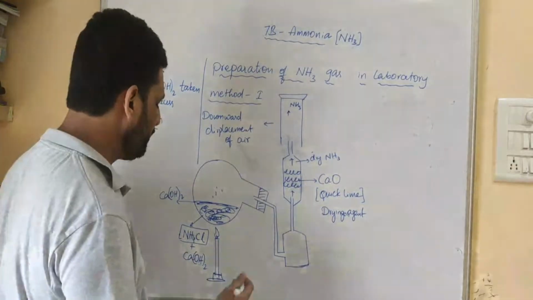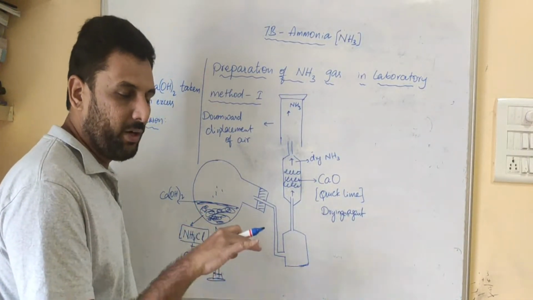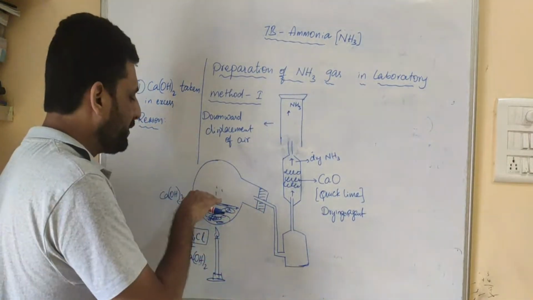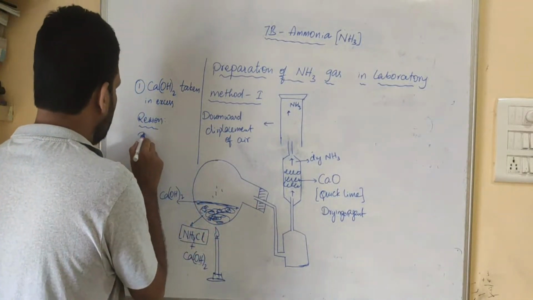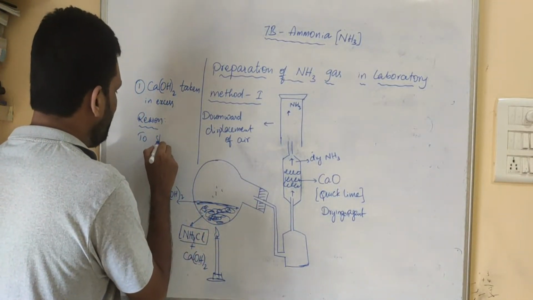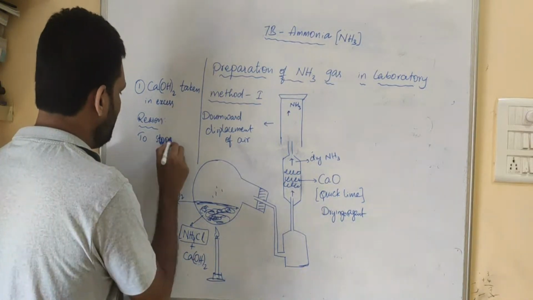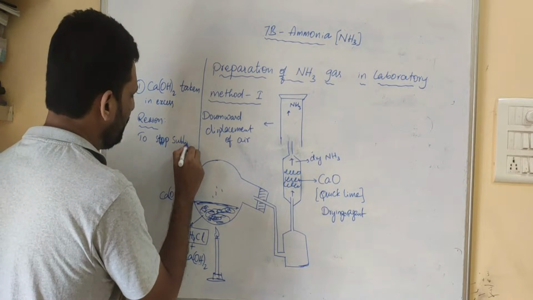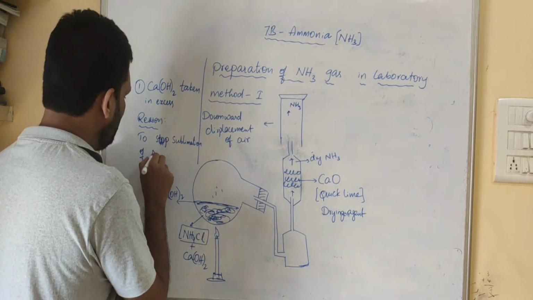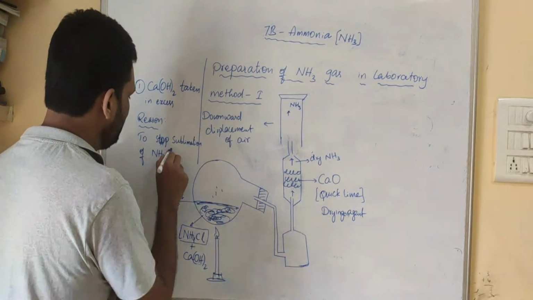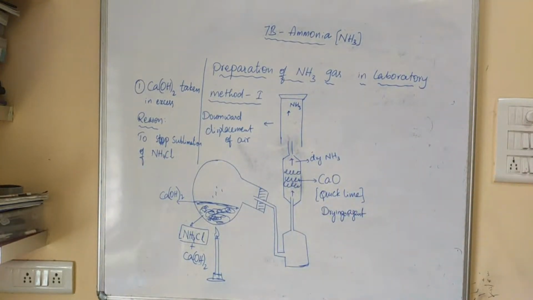So what do we do? To counter that, or to stop sublimation of ammonium chloride, we put excess calcium hydroxide on the top. So that is the reason: to stop sublimation of ammonium chloride. Did you understand this? Why we are using excess calcium hydroxide?